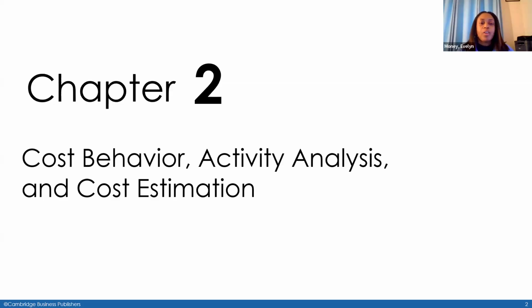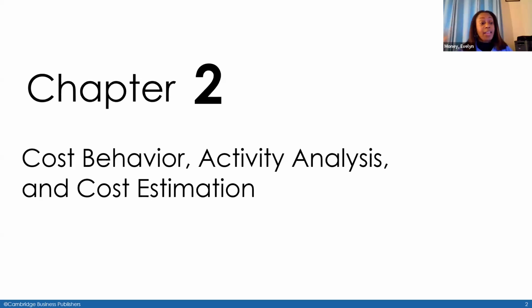In this chapter, now that we've been provided with an overview of managerial accounting, distinguishing it from financial accounting, we learned the uses of managerial accounting and we saw how it supports managers within organizations. Now we're going to continue to lay that foundation for managerial accounting by looking at some key terms. We're going to examine how costs behave.